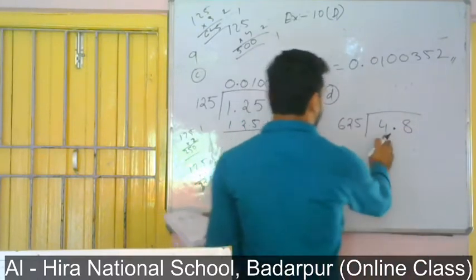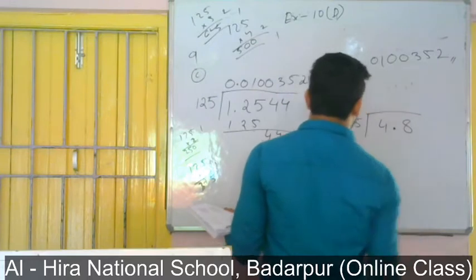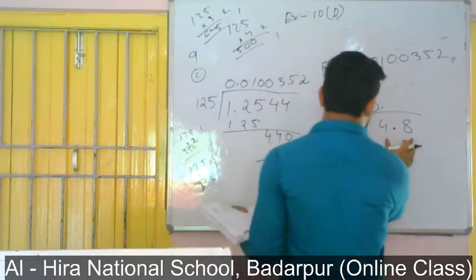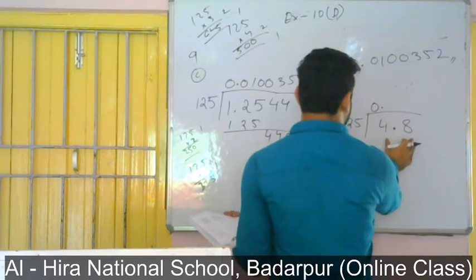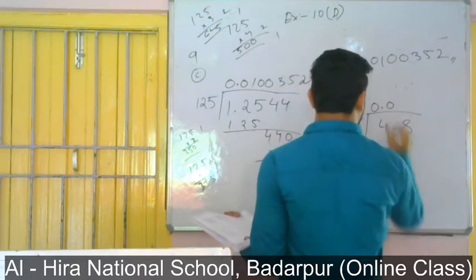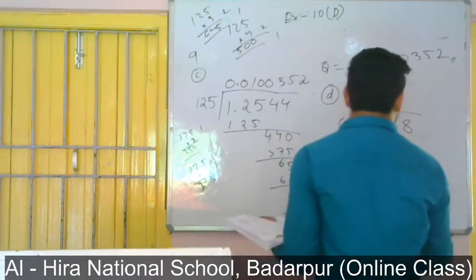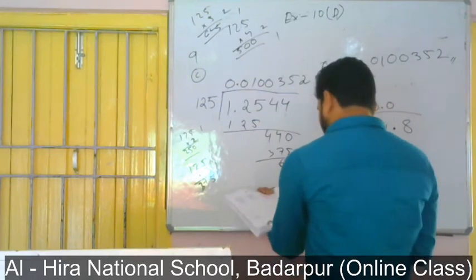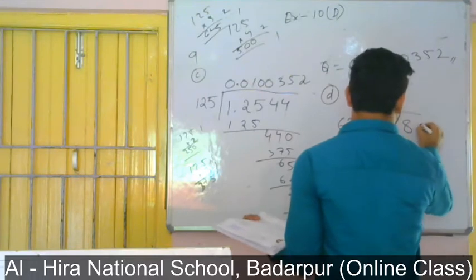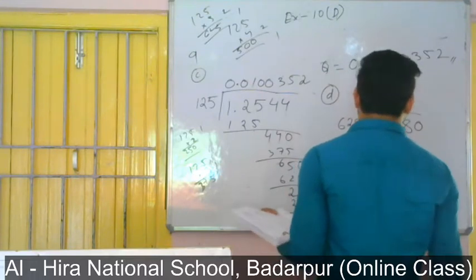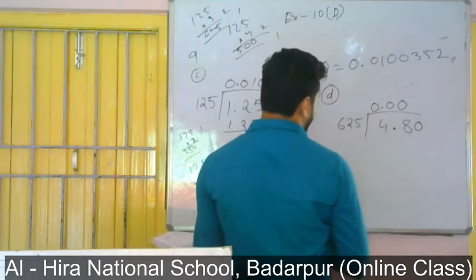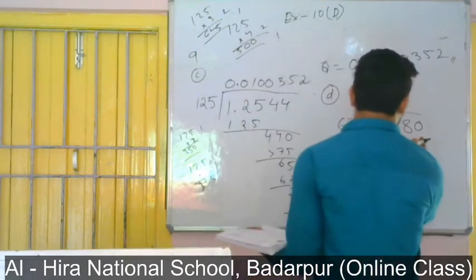You see this is not divisible, so we will put 0. Then we will take 8. This is also not divisible, because if I take 8 then it will become 48, so I will put another 0. Now we shall put 10 here, here also 10. Then it will become like this, 480. This is also not divisible.